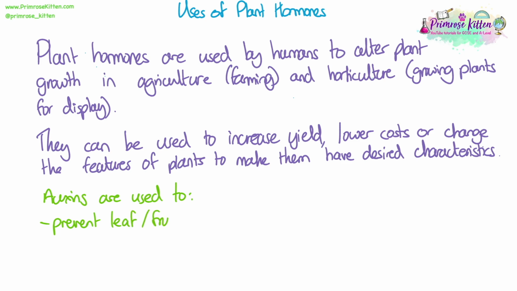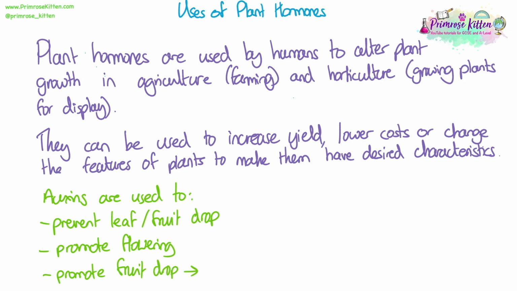Auxins, for example, are used to prevent leaf or fruit drop, so stop leaves from falling off, or prevent fruit from dropping, so apples obviously and things like that, when they're ready they will drop off the tree, so trying to prevent that too early. Promote flowering, so more flowers or flowering slightly earlier, or in high concentrations auxins can actually promote fruit drop.